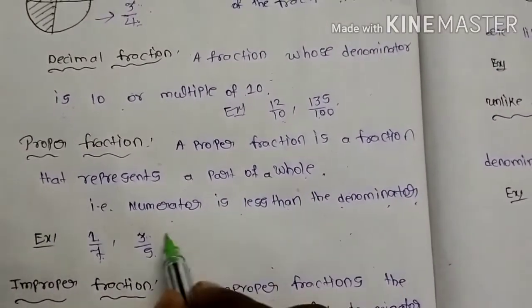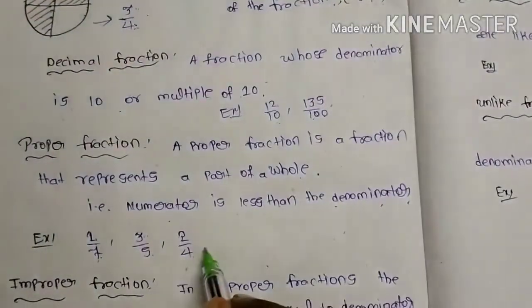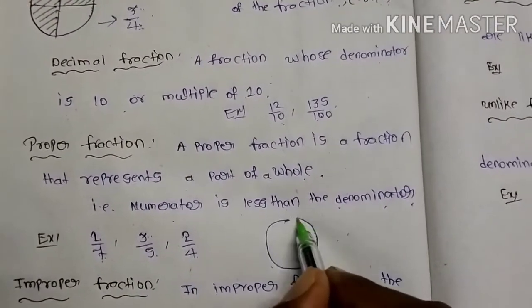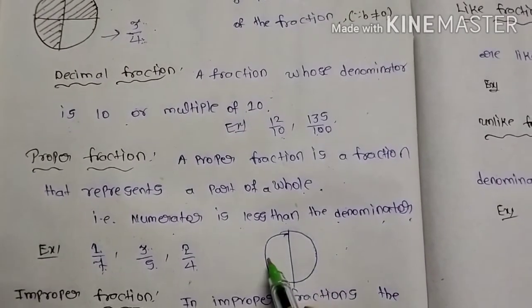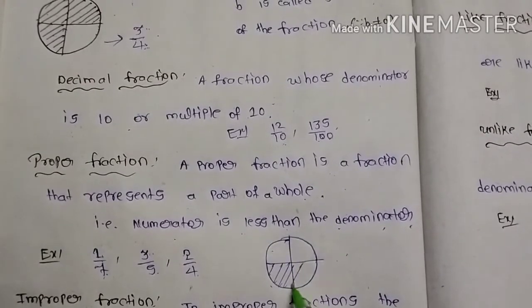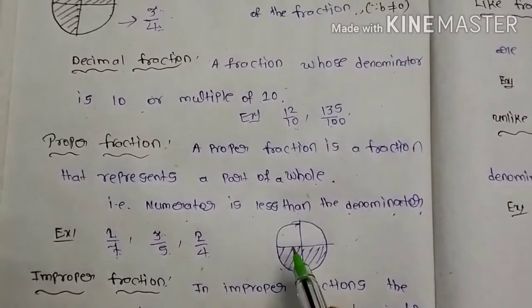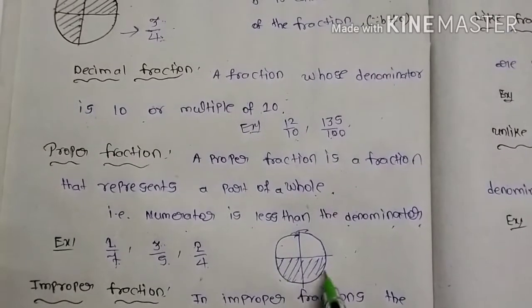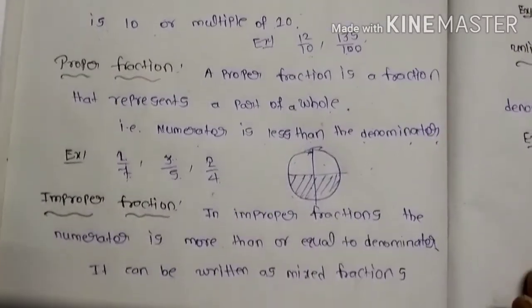For example, you can remember here, I am taking 2 by 4. Yes or no? This is also a proper fraction or not? Yes. You can see here simply, this apple is cut into 4 parts. In those 4 parts, you have only 2 parts. That means you can shade it. This can be represented here as 2 by 4. Yes or no? This is a proper fraction. A proper fraction represents a part of a whole. Out of the total parts you have only 2 parts. Yes or no?